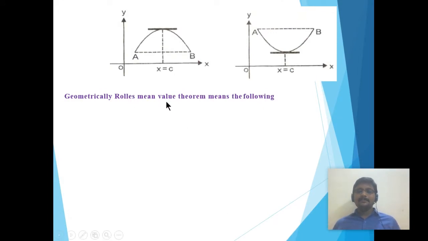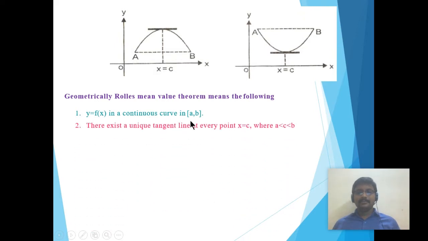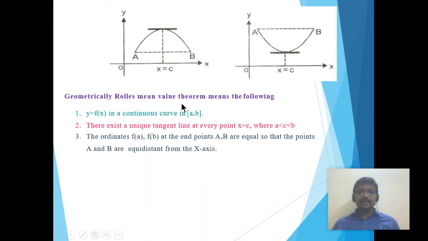Geometrically, Rolle's theorem means the following: y equal to f of x is a continuous curve in the closed interval a comma b. There exists a unique tangent line at x equal to c in between a and b. The ordinates f of a and f of b at the endpoints a, b are equal, so that the points a and b are equidistant from the x-axis.